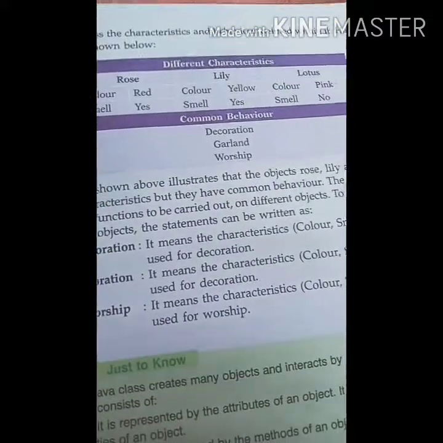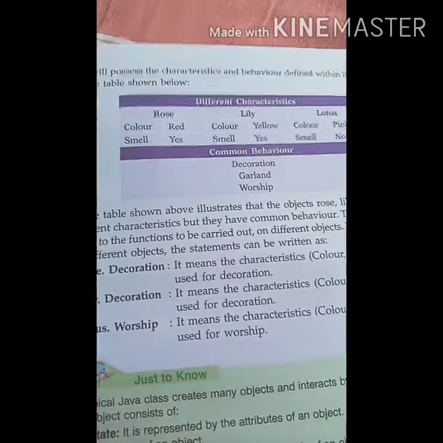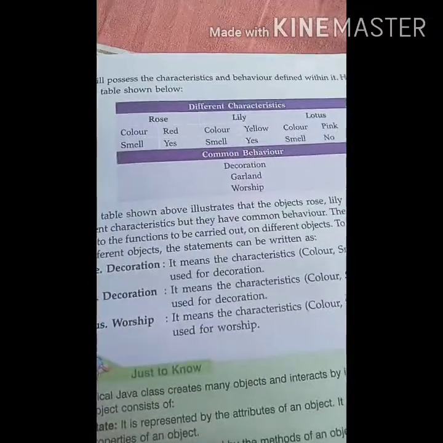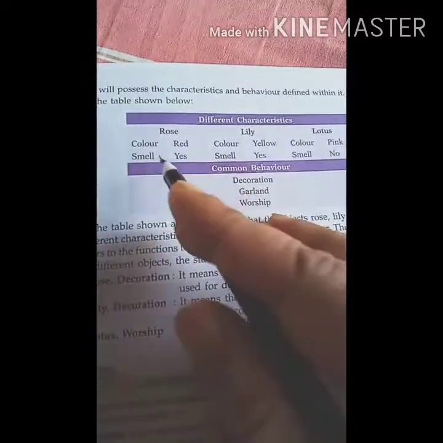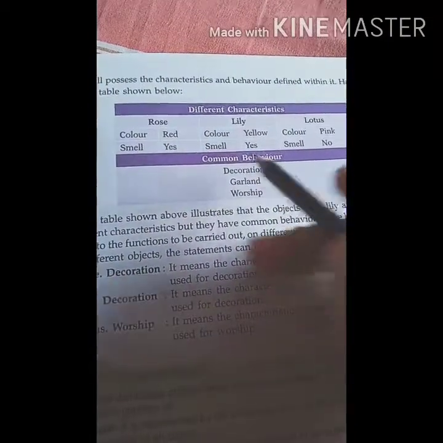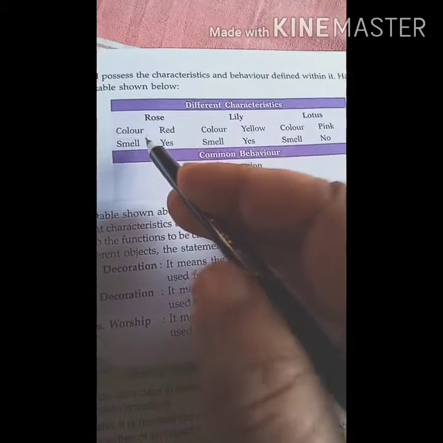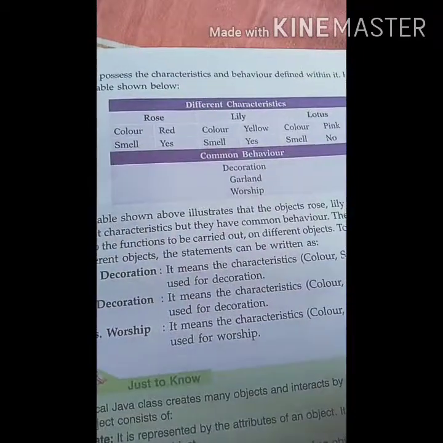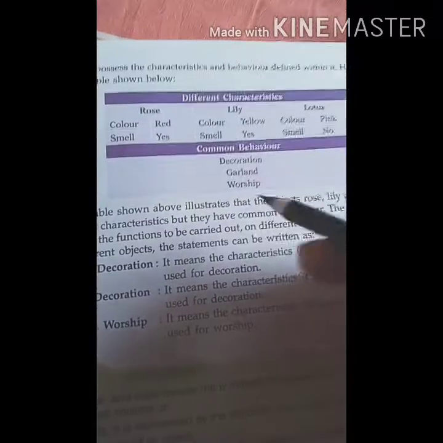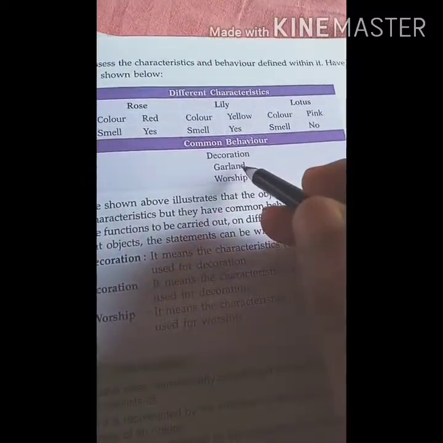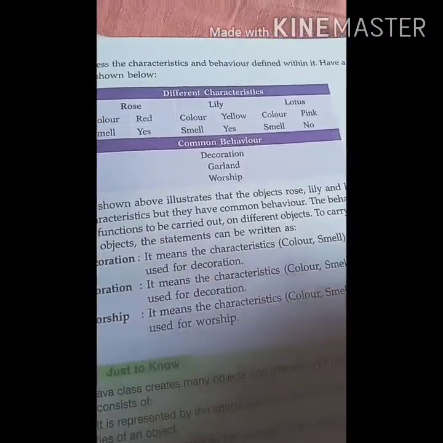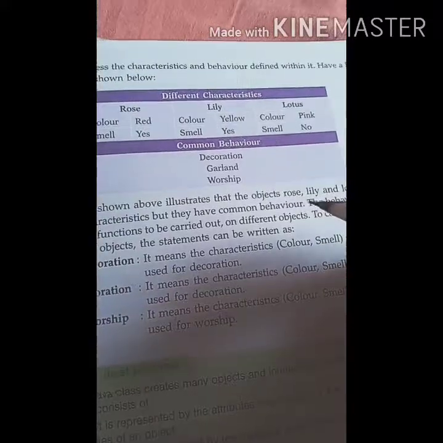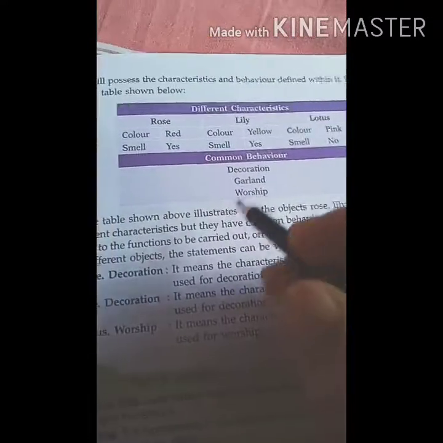So by all these examples you might have understood what is a class and object, and how to initialize objects. Different characteristics rose has, and common behaviors. So rose, lily, lotus, all these have color and smell, red, and so many things, but their behaviors are like decoration. We use flowers in decoration, and garlands, and worship of God, okay.